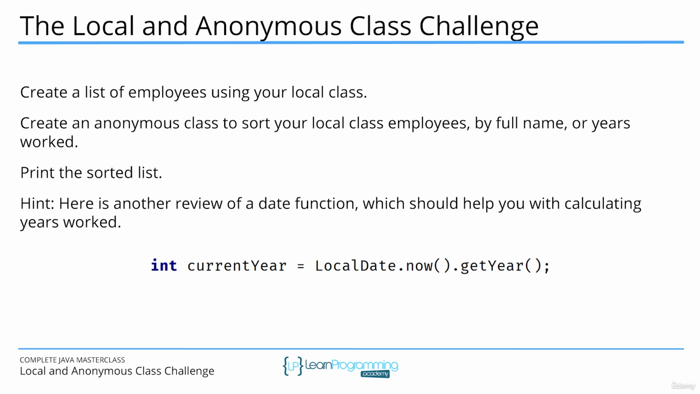Okay, that's your challenge. Pause the video and give that a try. Remember that a local class is a class declaration in a method block, and you can create many instances of it. So that's why your employee wrapper class should be set up as a local class. An anonymous class is a single instance of an unnamed class, and you've seen an example of a comparator already, and you'll be doing that here. When you're done and want to see my solution, come back and we'll walk through it together.